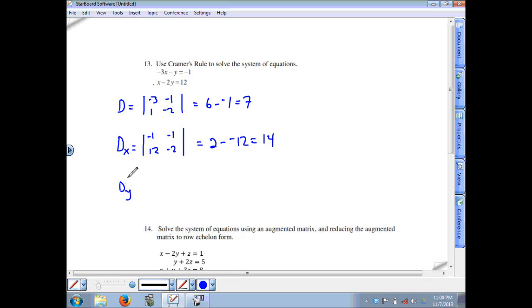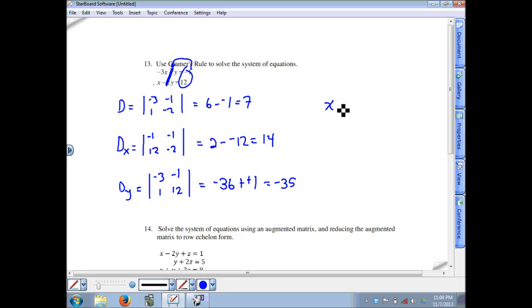Now the determinant D sub y means you don't consider the coefficients that were originally there for y. You replace them with those. The x column stays the same, so it's negative 3 and 1, but now the y column becomes negative 1 and 12. The determinant is negative 3 times 12, which is negative 36, minus 1 times negative 1. Those turn into plus. Negative 36 plus 1 is negative 35.